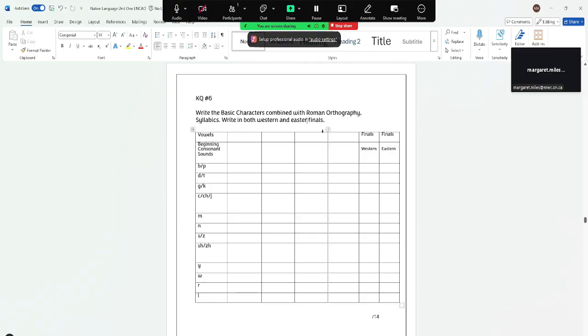So fill in the finals. Here you could see that this whole chart is empty. On the top, the vowels, write them in both syllabics and Roman writing.